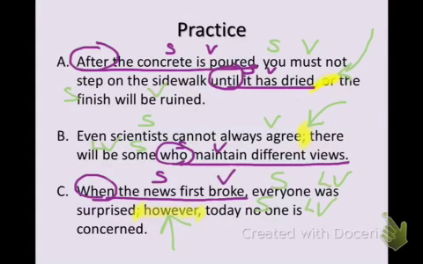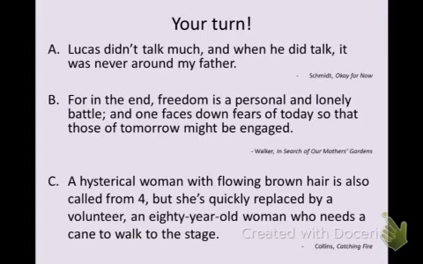The next thing I'm going to do is throw you a couple examples from literature for you to go ahead and label or try and identify, and then I'll show you the answers. Alright, here we go. Your turn. Here are three sentences, one from Okay for Now, one from In Search of Our Mother's Gardens, and one from Catching Fire. So you can practice with these, and I will show you the answers when you're finished.